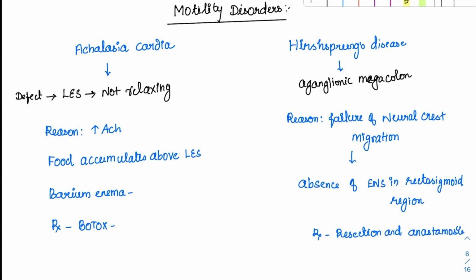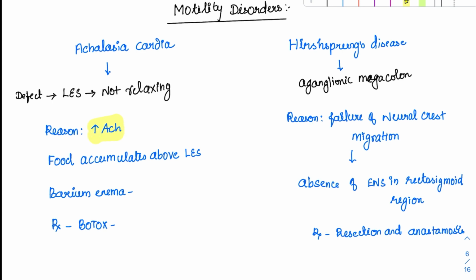So, what is the problem in case of achalasia cardia? There is an increased amount of ACH production. So, it is contracting the lower esophageal sphincter very strongly and not allowing the food. So, what will happen? More and more food will start accumulating above it. And there is one beautiful radiological sign, which is done with the help of barium enema, and we could see a bird beak appearance.